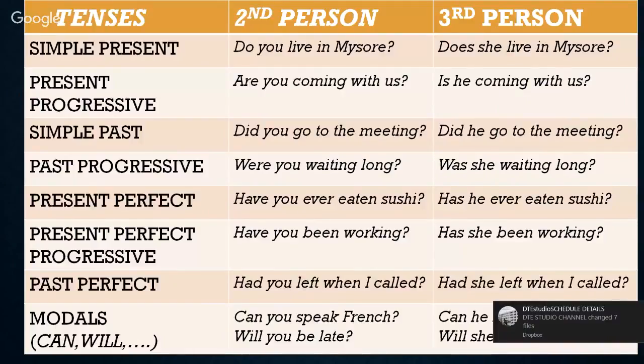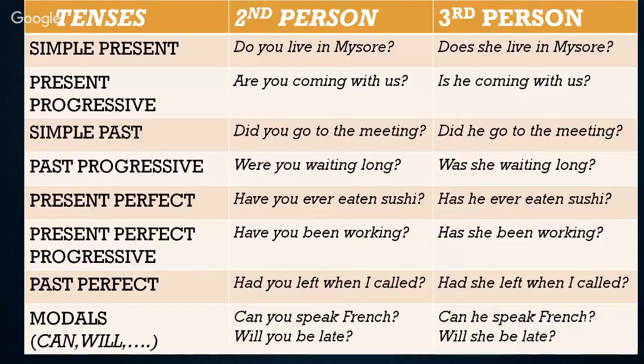So again, you have some examples here. Simple present tense. Do you live in Mysore? Does she live in Mysore? So do is used with second person. Does is used with third person. Present progressive. Are you coming with us? Second person in the present progressive tense. Is he coming with us? Is coming, third person singular.